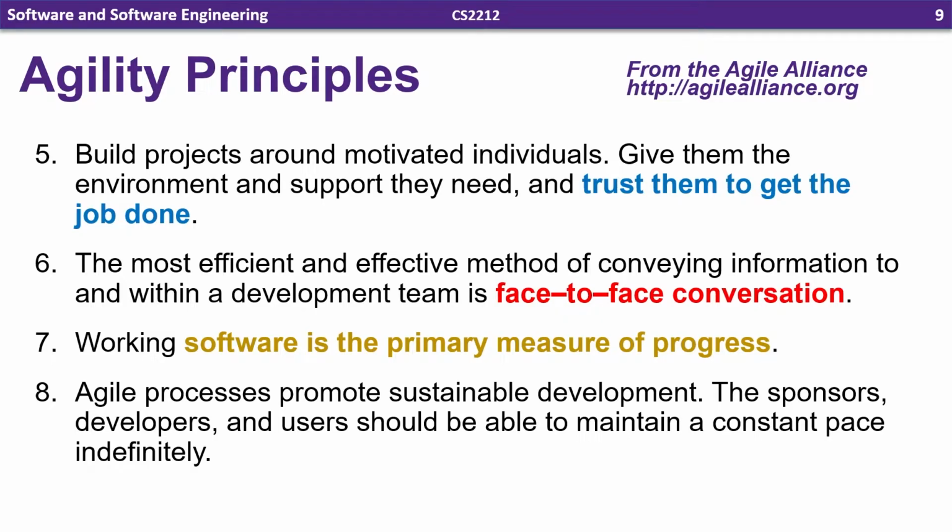Number 8, Agile processes promote sustainable development. The sponsors, developers, and users should be able to maintain a constant pace indefinitely. So we want a process that's actually maintainable. We don't want to put a crazy amount of work on our developers and think that, oh, we can do that next time, when we're really burning them out. We want a process that we can repeat over and over again with every project, hopefully indefinitely, and still get continuously good results.